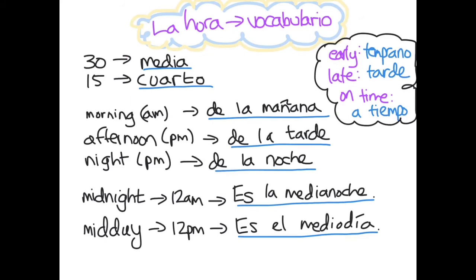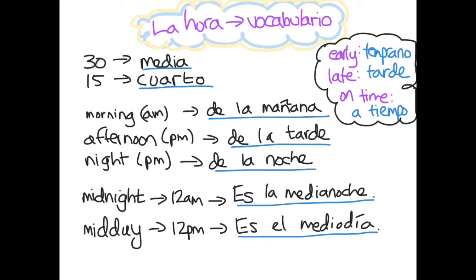Okay, let's talk about vocabulario con la hora, so vocab with time. Remember, la hora means time when we're talking about literally what's on a clock. So we've got some vocab words that are very useful for this. For example, instead of saying 30 every time 30 comes up, so a half hour has passed, half is media, because when it's 30 minutes, it's literally half of an hour, so we can say media instead of 30.